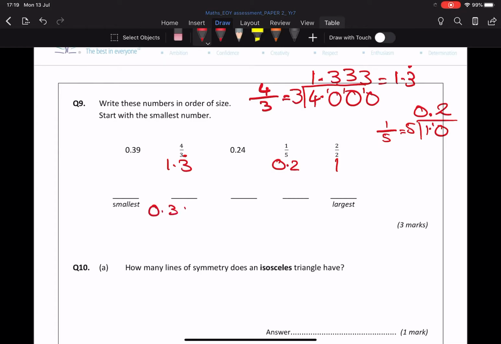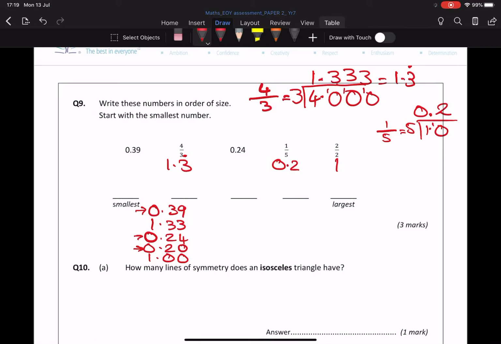So 0.39, 1.33 recurring, 0.24, 0.2, and 1.0. Fill up the extra placeholders with zeros. Then I'm going along my rows looking for which one is the smallest. So my smallest ones would be these 0 ones here, first of all. So then I go to the next digit.